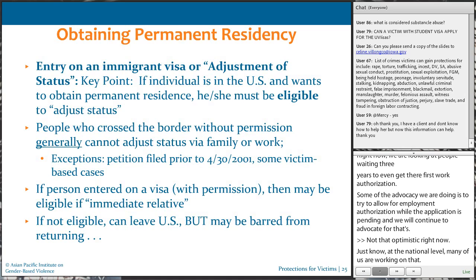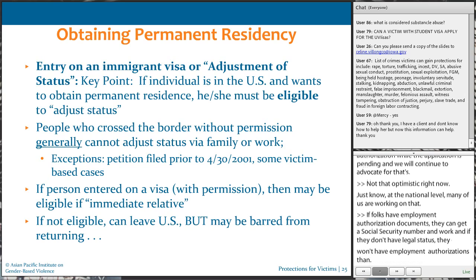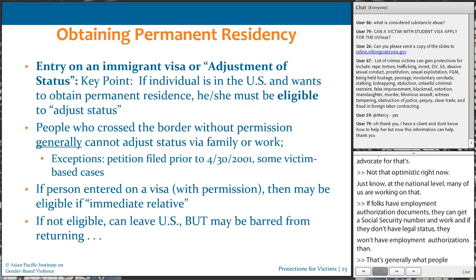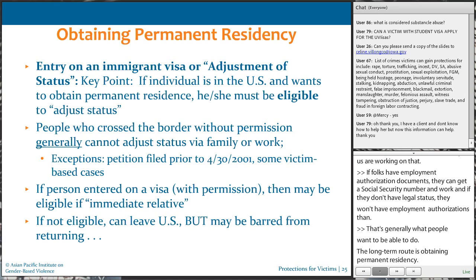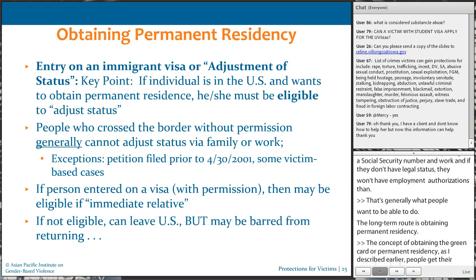Okay, so the employment authorization generally is what people want, they want to be able to work lawfully. And the long-term route to be able to do that is obtaining permanent residency or a green card. So this concept of obtaining the green card or permanent residency is, as I described earlier, people get their status through family or through employment or through humanitarian refugee status or whatever, or even a temporary U visa for 3 years.